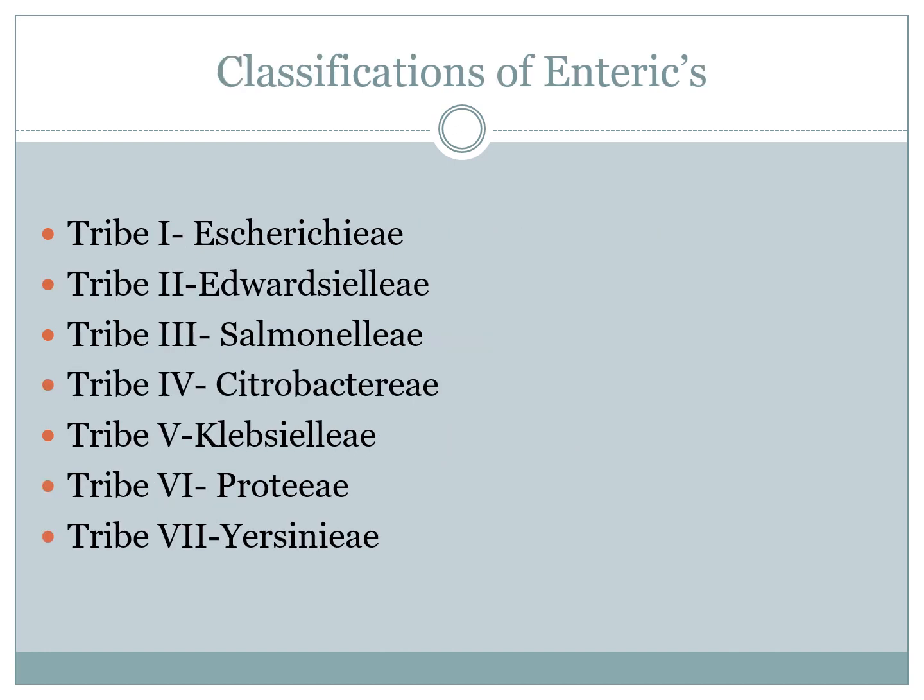I want to describe the tribes even though you do not need to memorize what tribes each organism is in. But tribes are a way to place biochemically similar organisms together. There are so many species within the Enterobacteriaceae family that we have to put them into tribes. So as you can see here, tribe 1 is our Escherichiae, tribe 2 is our Edwardsiae, tribe 3 is Salmonelliae, tribe 4 is Citrobacteriae, tribe 5 is Klebsiella, tribe 6 is Proteae, and tribe 7 is Yersinia. So I just want to talk a little bit about which organisms are in which tribe in the next slide.